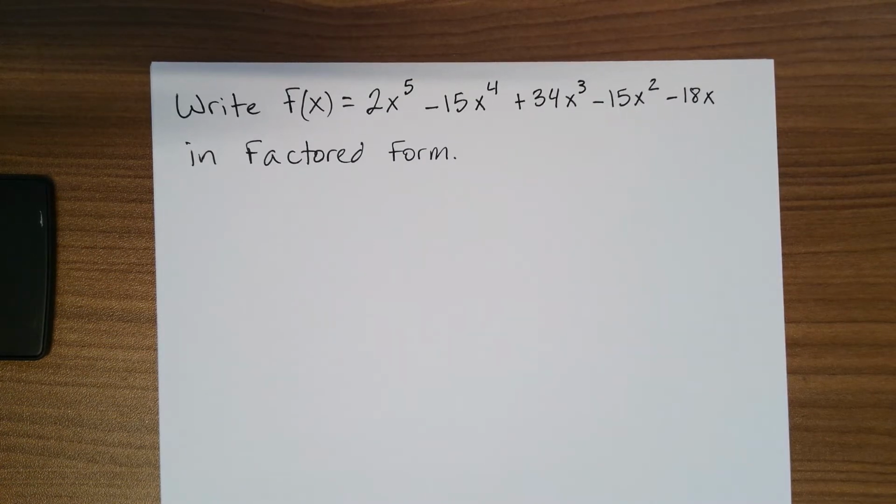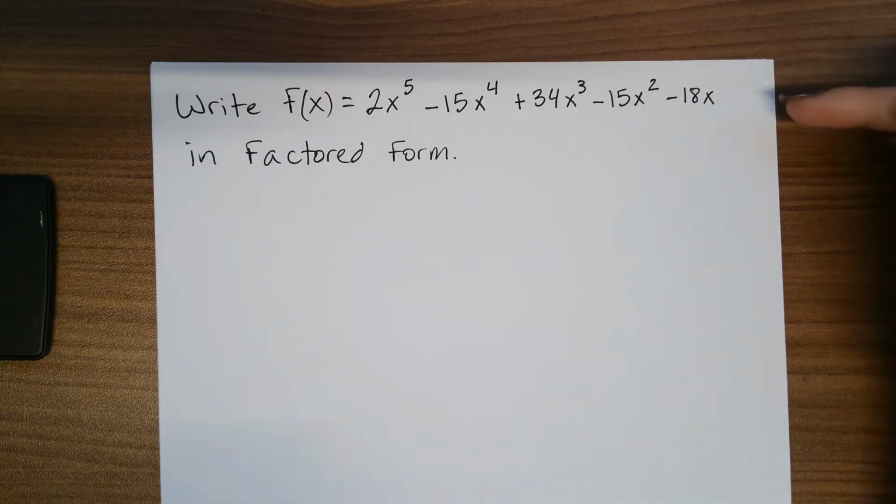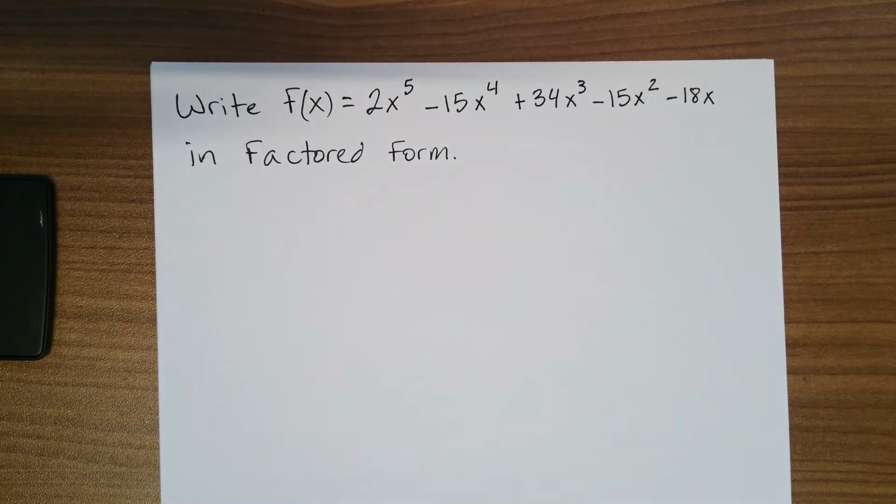All right, so we have f of x equals 2x to the fifth minus 15x to the fourth plus 34x cubed minus 15x squared minus 18x. And we want to write this from standard form into factored form. So the first thing I'm going to look for is a GCF.